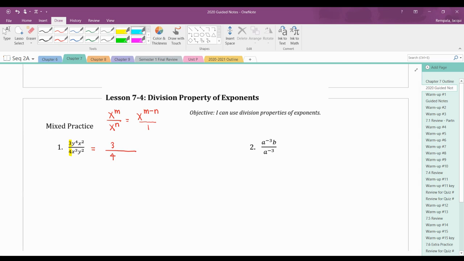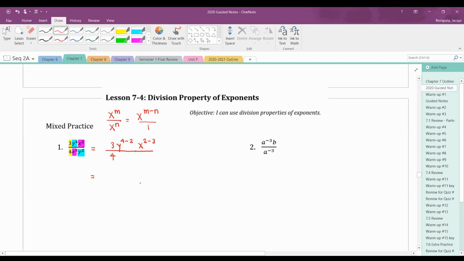So the next thing that I see on the top is a y. I see another y on the bottom. It's just in a different spot. But notice that when the bases are the same, I originally keep the base in the numerator, and based on that definition, I take the top exponent and I subtract the bottom exponent. So it'll be 4 minus 2. I also see an x on the top and I see an x on the bottom. So once again, they have the same base. I keep the base originally on the top. I take the top exponent, which is 2, and I subtract the bottom exponent, which is 3.